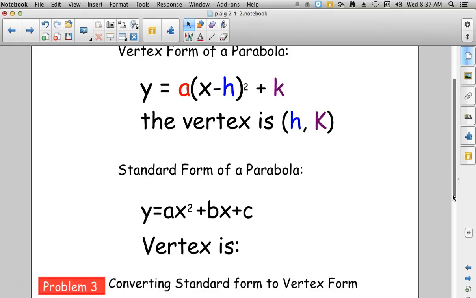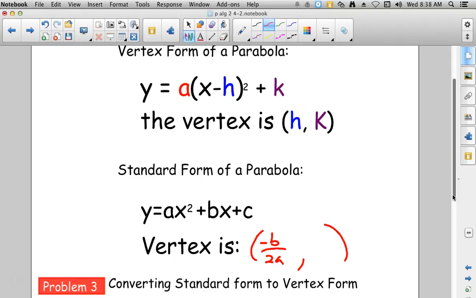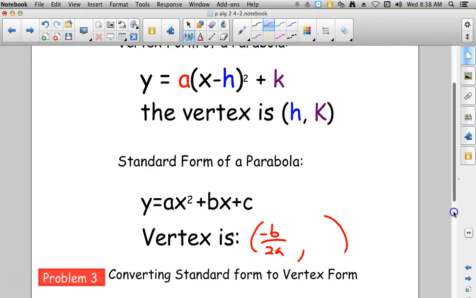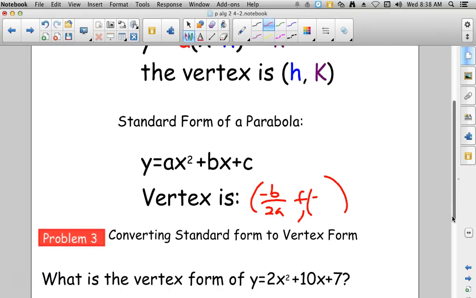So it says vertex is, and there's a blank. How do we get the x-coordinate again? -b over 2a. How do we get the y? Yeah, you have to put that back into the function, and the notation way to do that is f of -b over 2a. That's a really good way to see, hey, I've got to take the function, I have to push this back in there, substitute that in there in order to get that.